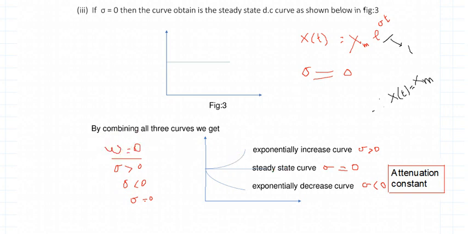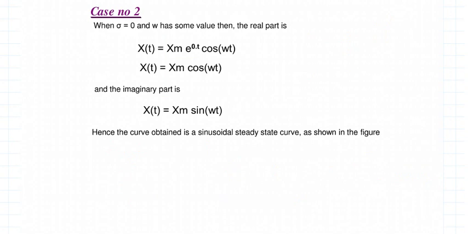Now let us move to case number 2. Right? Now we will discuss case number 2. And what is case number 2? Case number 2 is when we are going to take sigma equal to 0, friends. So in the first case we discussed omega equal to 0. Now we are going to take the next case when sigma is 0.